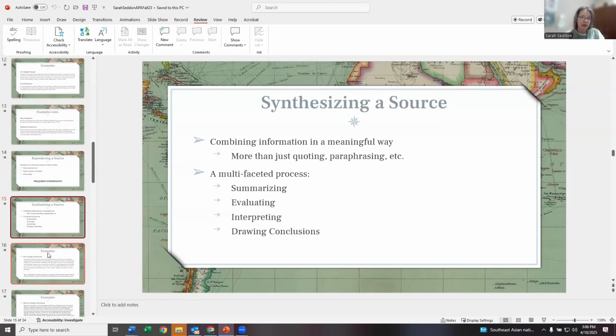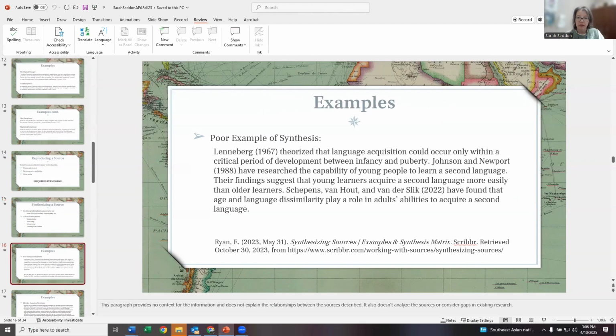So here's a couple examples of synthesis. This time we'll start with the bad example. It's not plagiarized, so that's good, but they really didn't do a good job with the synthesis.